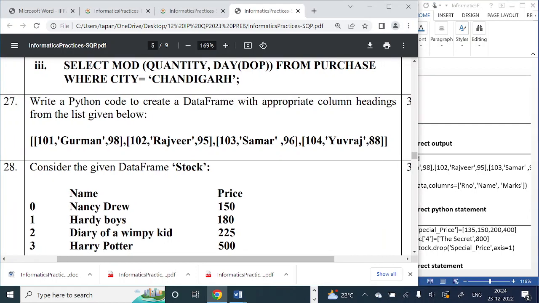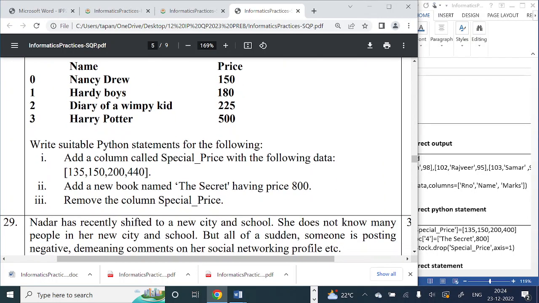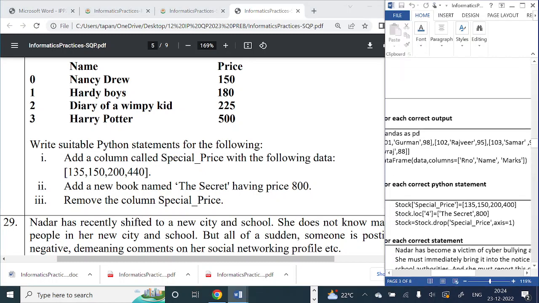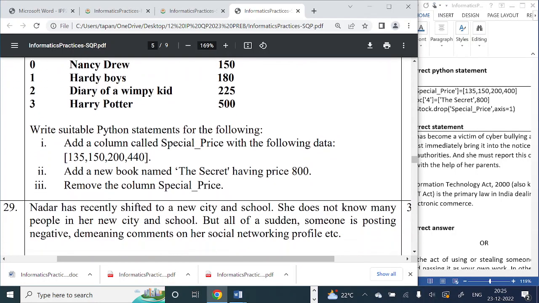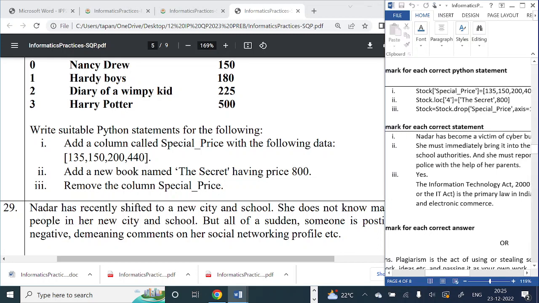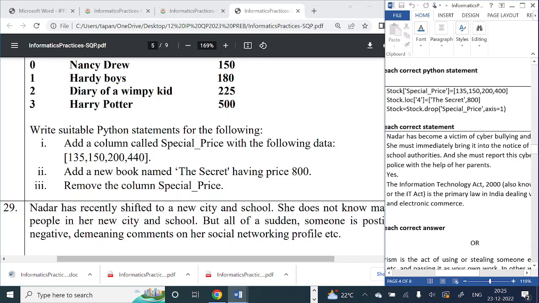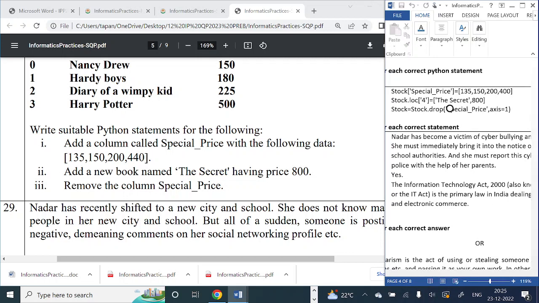Now next one is consider the given data frame stock. Write suitable Python statement for the following. Add a column. Now whenever you are asked to add a column, we can use directly the name of the data frame in square bracket, the new column name equals to, make a list with all the values. So here the name of the data frame is stock. So stock in square bracket in single quotes special underscore price, that will be the new column name, equals to, you can see the answer here, this is your answer. So here stock special price equals to square bracket, you will mention the values.